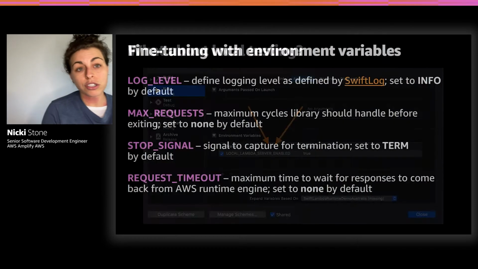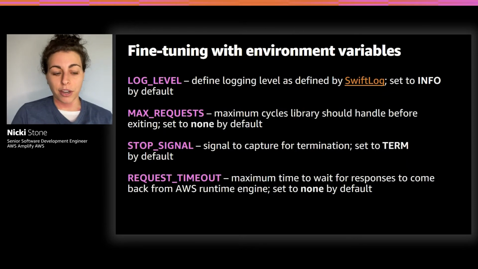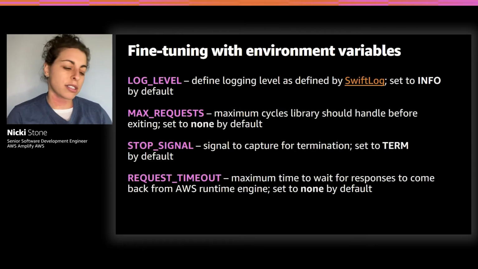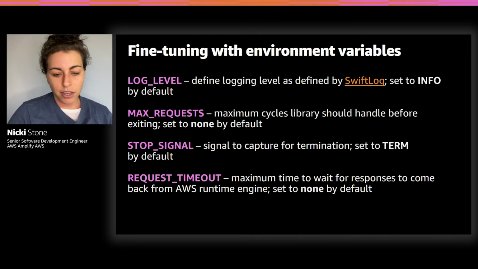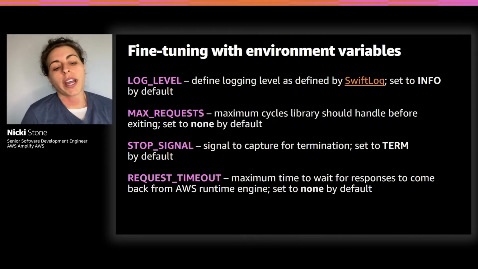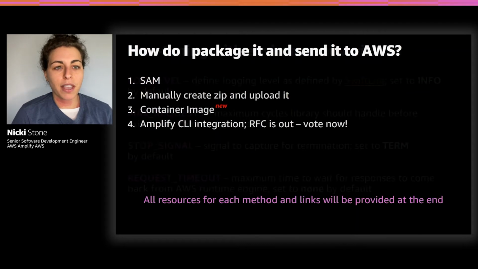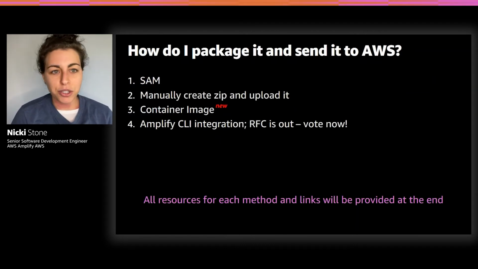All right, you could also fine-tune with other environment variables. Log level is typically the one that people want to know about. The logging level is using Swift Log. So if you ever use Swift Log, you might be familiar with the API already. It's going to be set to info by default. And there's several other environment variables that you can use to fine-tune your Lambda function, and you can check those out.